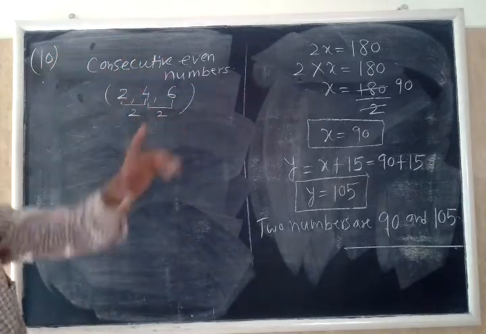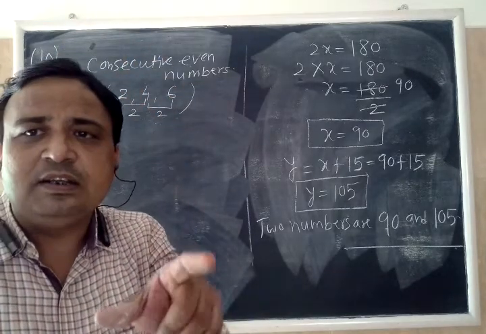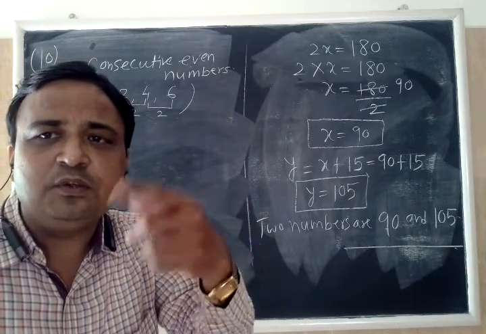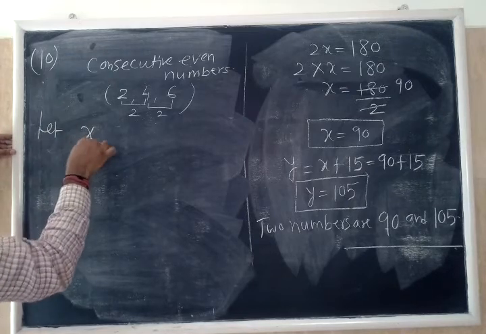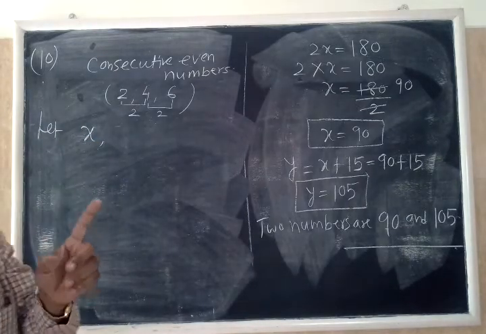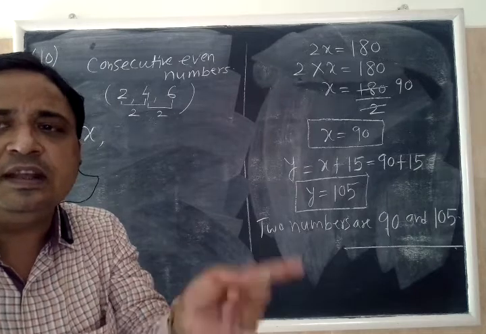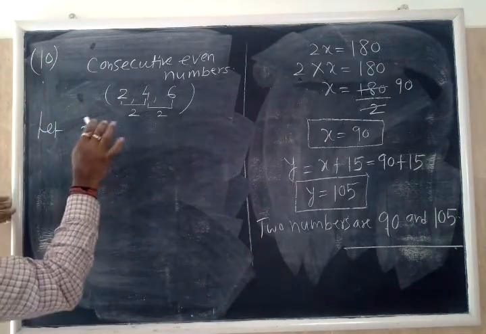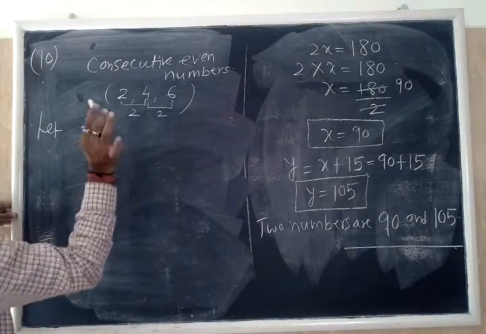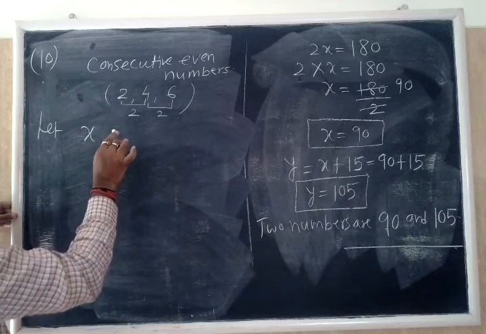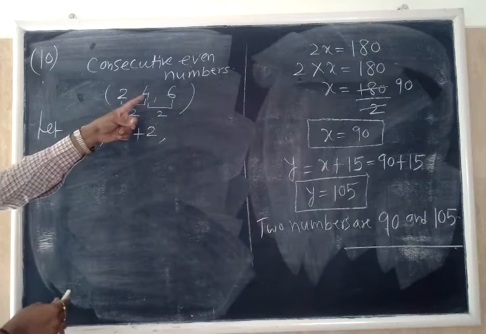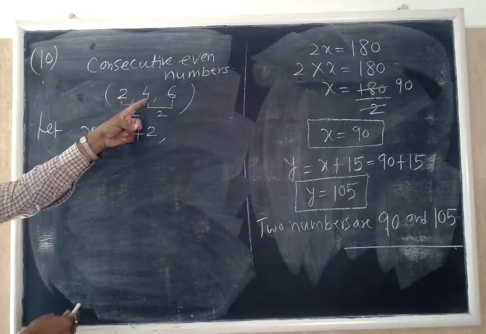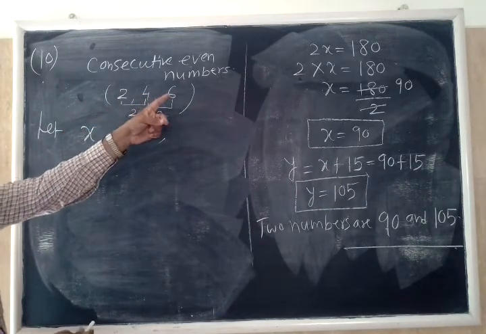Whenever you take consecutive even numbers, the difference between them will be 2. So I can take x as the first even number. So what will be the next even number? Not 2. It will be x plus 2. How did you get 4? You got 4 by 2 plus 2. How did you get 6? 4 plus 2.